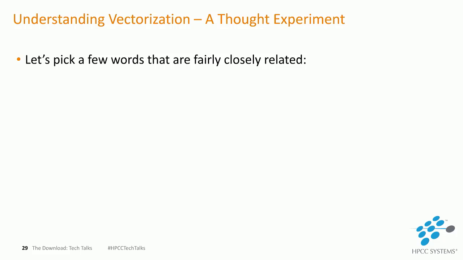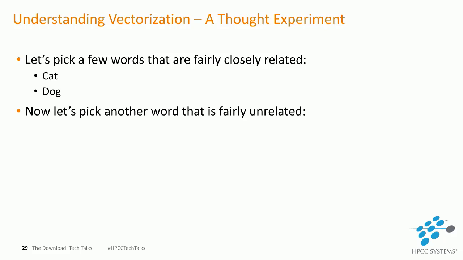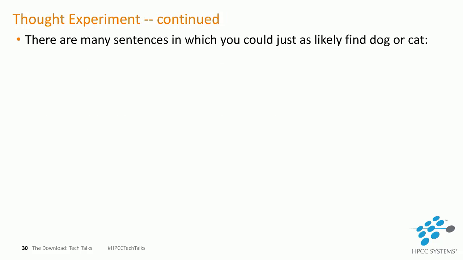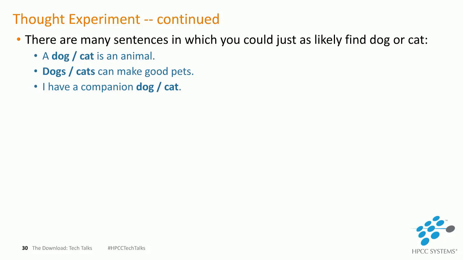First, let's pick a few words that are fairly closely related. In this case, cat and dog. Now let's pick another word that's not normally associated with cat or dog. How about piston? We could find a lot of sentences that could equally apply to a dog or cat. A dog is an animal, a cat is an animal. Dogs can make good pets, and cats can make good pets. I have a companion dog, I have a companion cat. My son was bitten by a dog, my son was bitten by a cat.